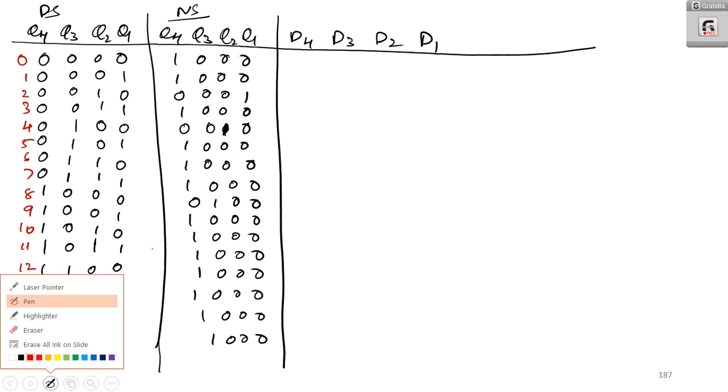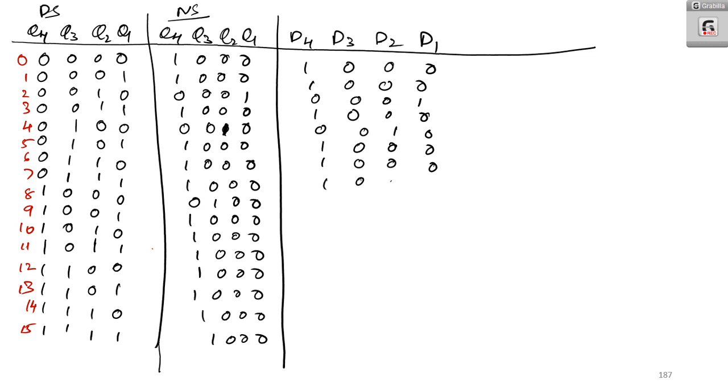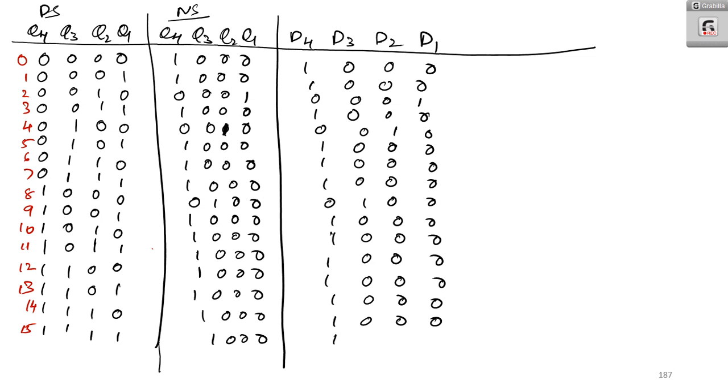Okay. Now coming into D4, D3, D2, D1. So it is same as Q4, Q3, Q2, Q1. So you will get 1, 0, 0, 0. Again 1, 0, 0, 0, and so on, filling the next-state table for D4, D3, D2 and D1.